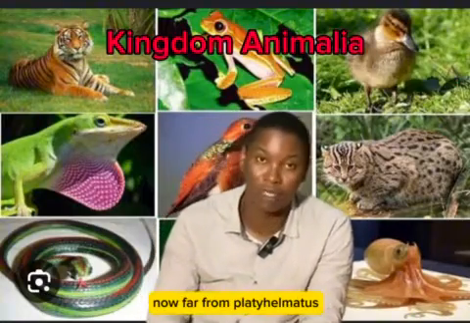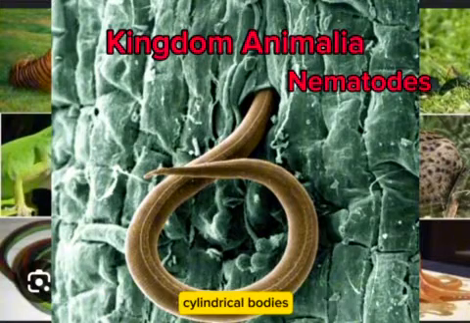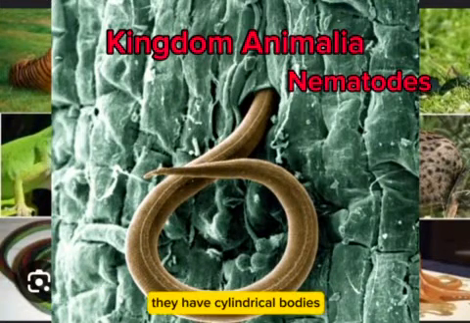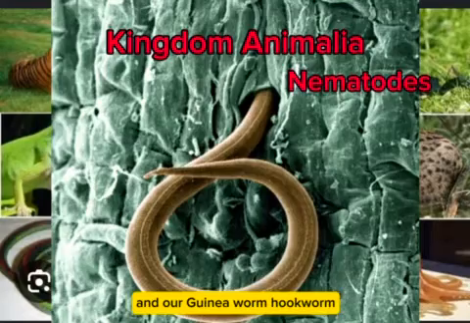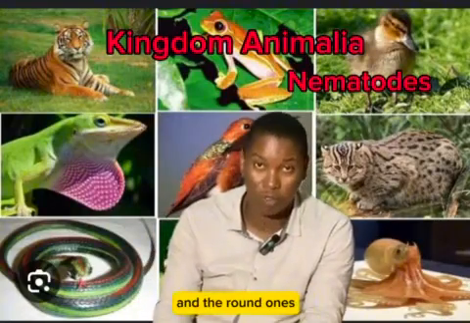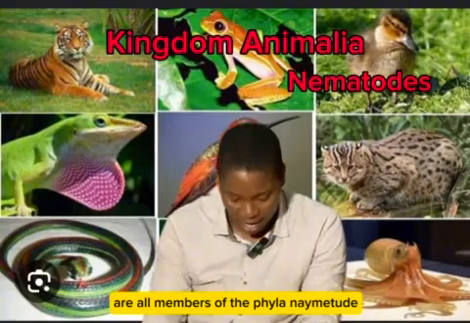Now, apart from Platyhelminths, we also have the nematodes. The nematodes are the worms which have cylindrical bodies. The nematodes include our hookworm, our guinea worm, and the roundworms. Hookworms, guinea worms, and roundworms are all members of the phylum Nematoda.